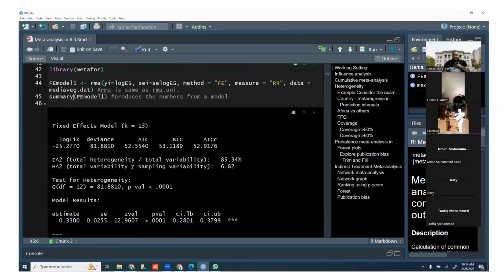And so can someone quickly tell us what we are looking at? What kind of meta-analysis is this? How many studies are there? What's the I squared? What does the I squared mean? Where is the pooled estimate? What does the p-value mean? That kind of thing. Anyone?